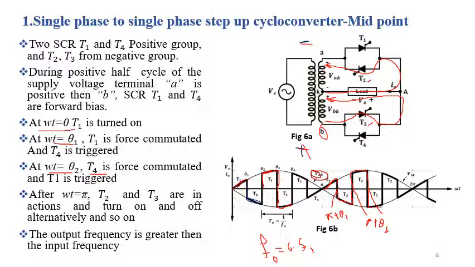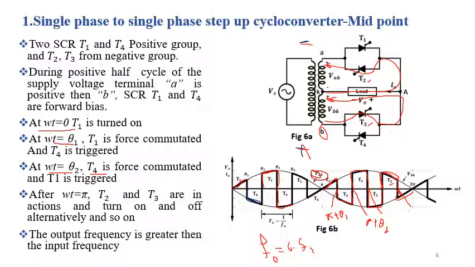we are getting output voltage like this. And again at point pi plus theta 4 we are triggering the thyristor T2 and force commutated the thyristor T3, and we are getting this output voltage. And at point pi plus theta 5 we are triggering the thyristor T3 and force commutated the thyristor T1, and we are getting this output voltage up to omega t equal to 2 pi. And from here the next cycle of the input supply starts.